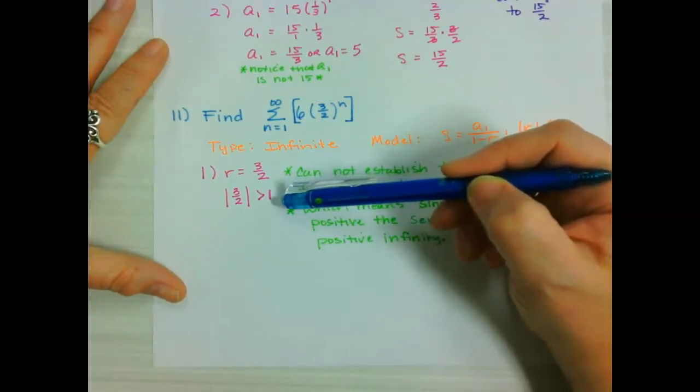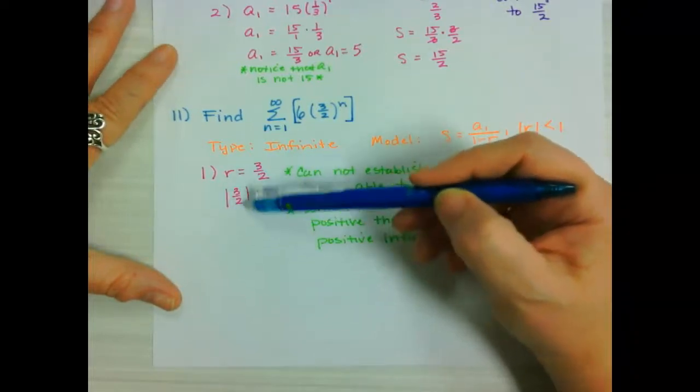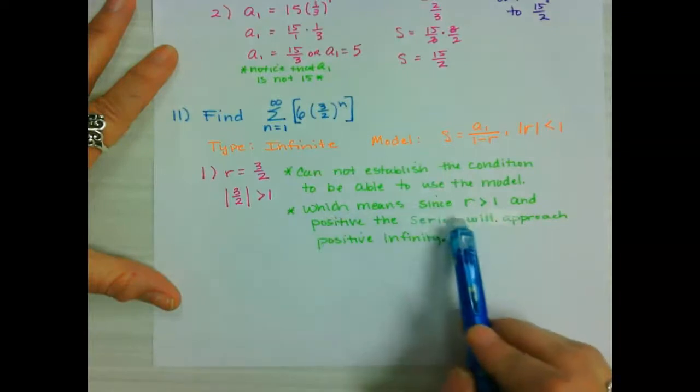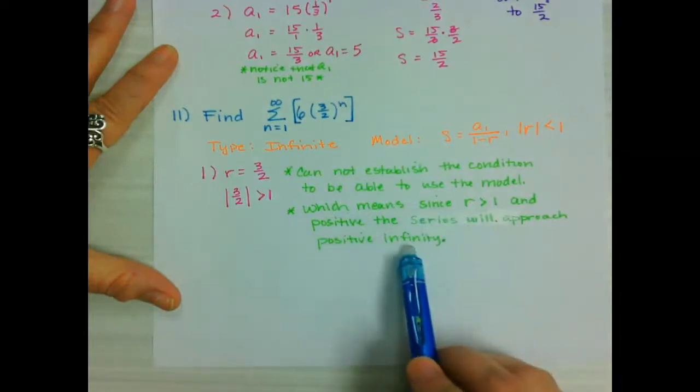Since it's not converging to a value, I want to look and see what it's doing. Since this is positive and bigger than 1, remember each time you multiply by a new ratio, you're going to be multiplying by a bigger number, and you are just going to be blowing that value up because you're going to be multiplying by bigger and bigger and bigger numbers. So that means that the series will approach positive infinity.